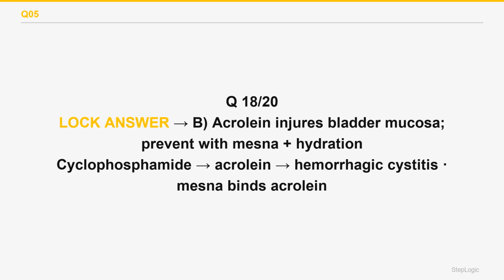The key associations to lock in: cyclophosphamide and ifosfamide cause hemorrhagic cystitis via acrolein, prevented by MESNA. Leucovorin rescues methotrexate. Dexrazoxane protects against doxorubicin cardiotoxicity. Allopurinol prevents tumor lysis. Match the protective agent to the specific toxicity. Here, MESNA for acrolein.